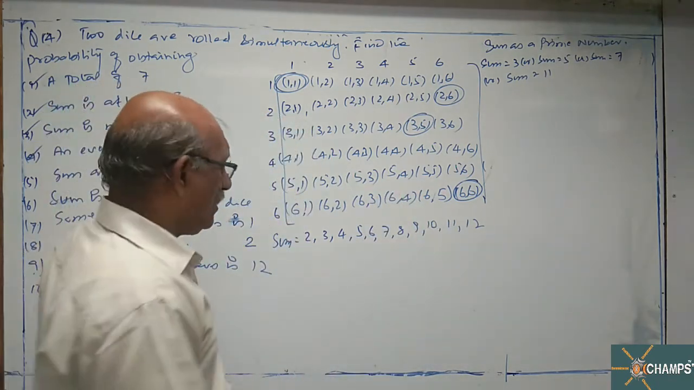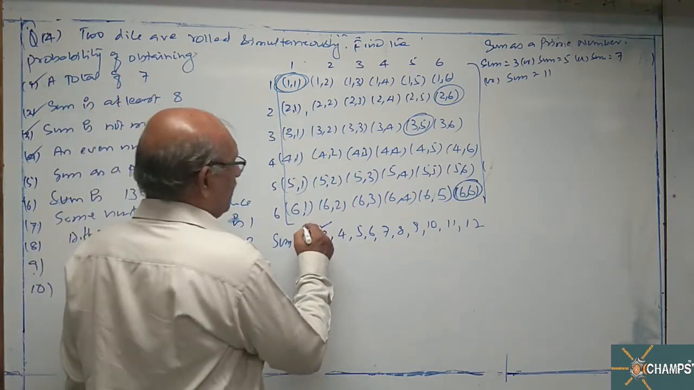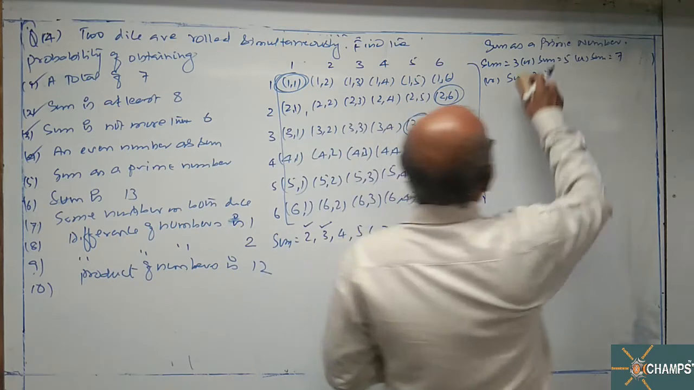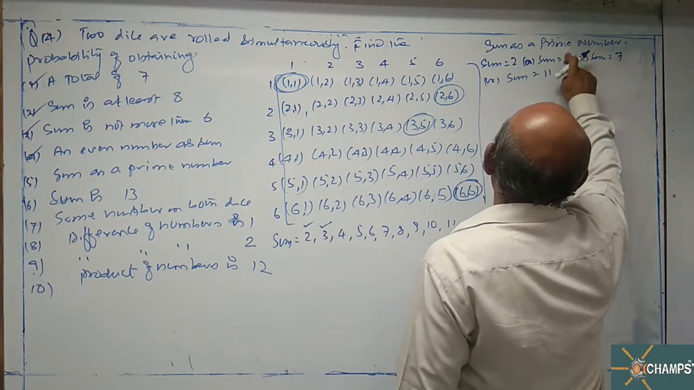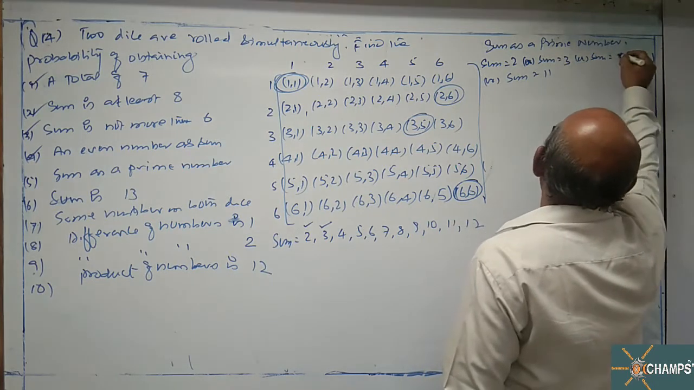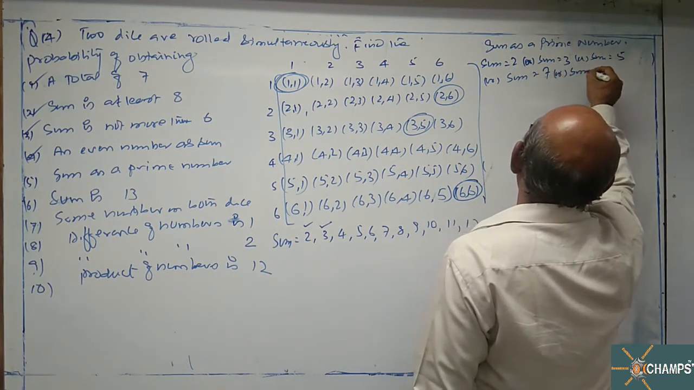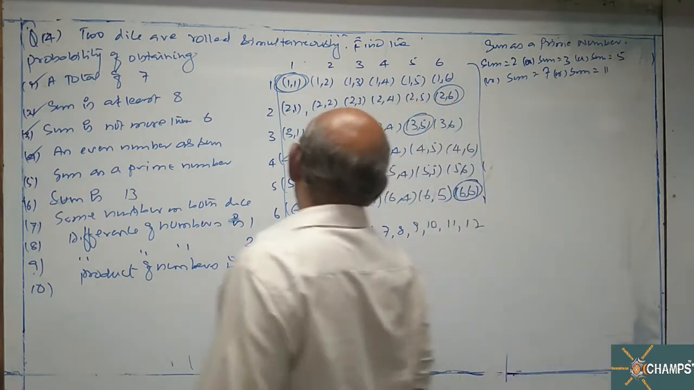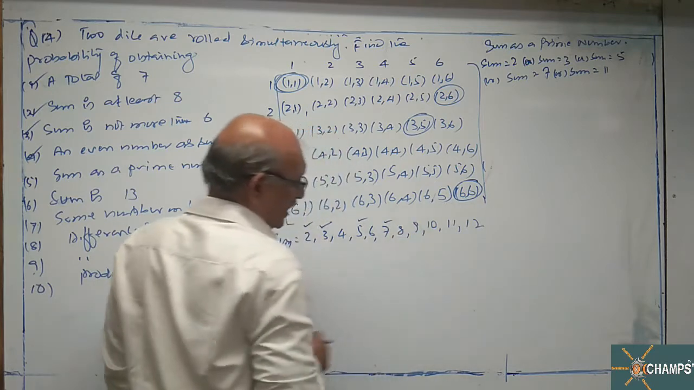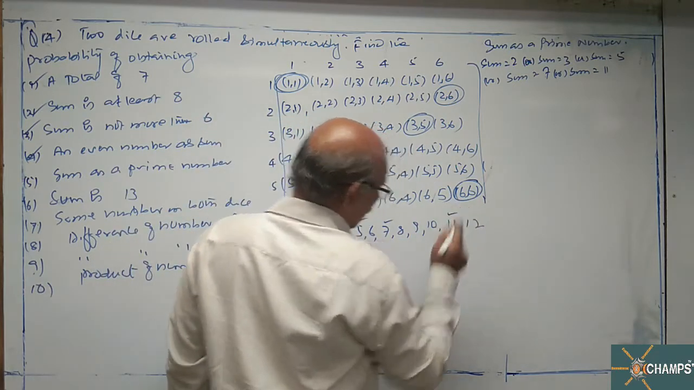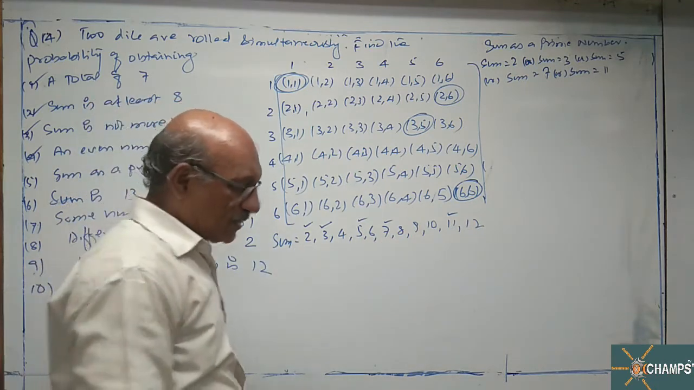Out of this, prime number means a number which is divisible by 1 and itself. Sum is equal to 2 or sum is equal to 3, sum is equal to 5, sum is equal to 7. So 2 is a prime number, 3 is a prime number, 5 is a prime number, 7 is a prime number, 11 is a prime number. So 1, 2, 3, 4, 5 cases.